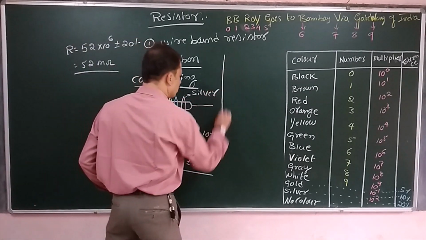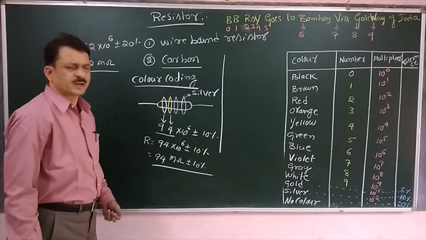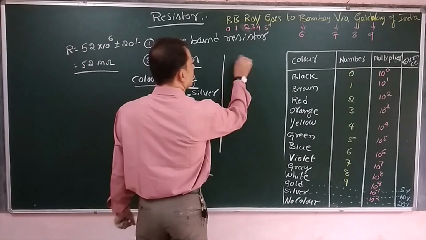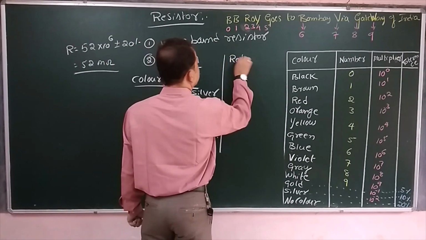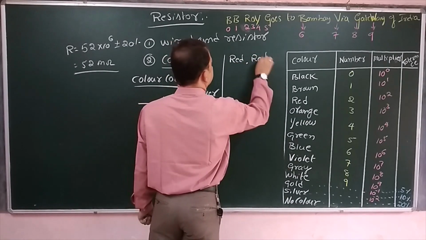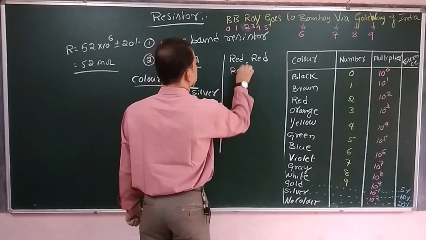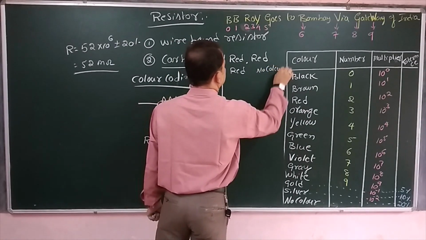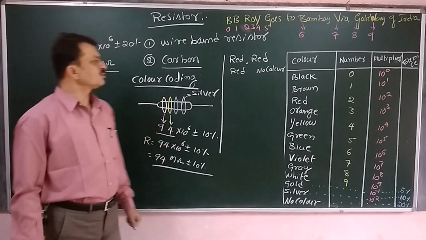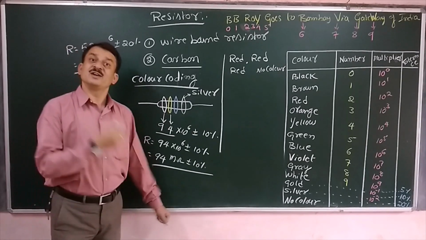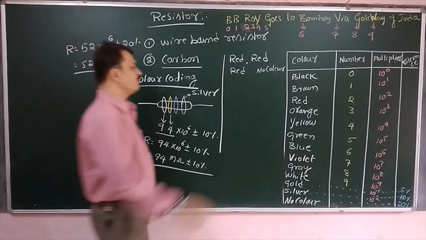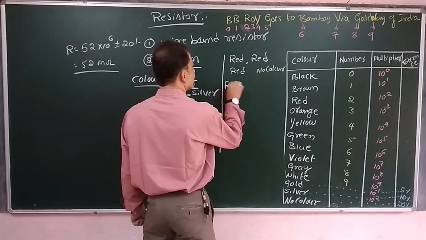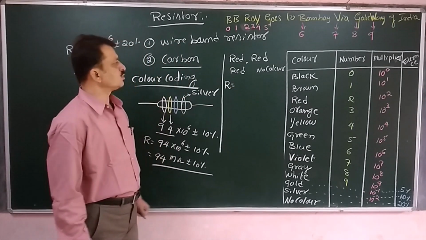Now let me study one more example. Okay. Now I have red, red, red, no color. I have this color coding. What is the value of the resistor? Okay, we will find out the value of the resistor, or resistance R is equal to.